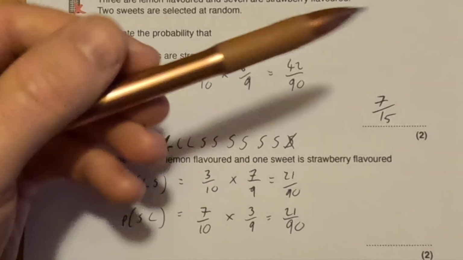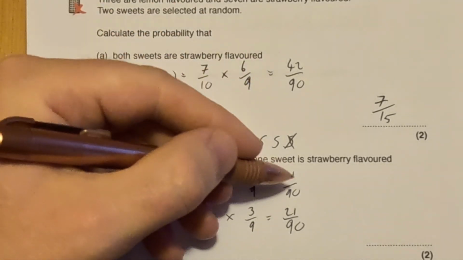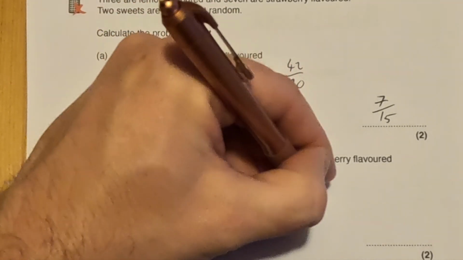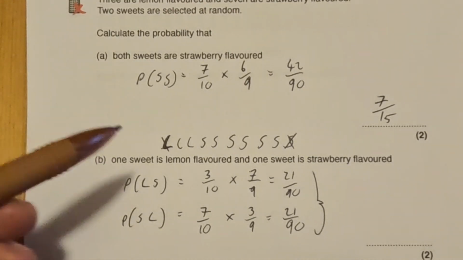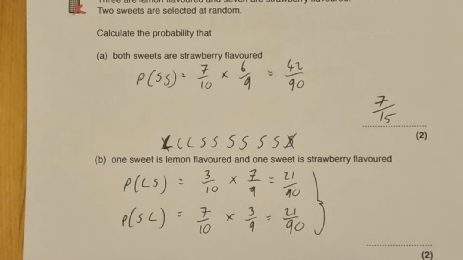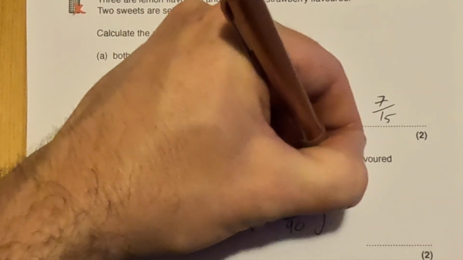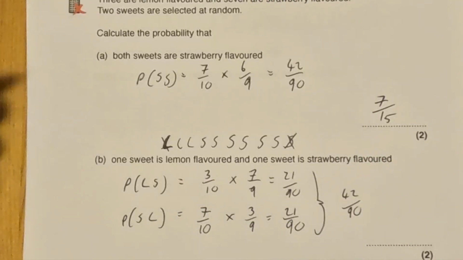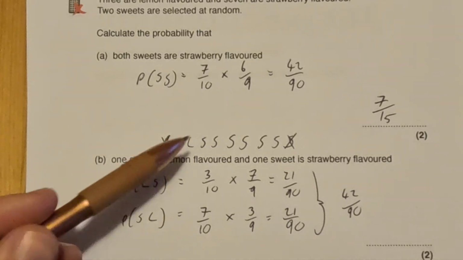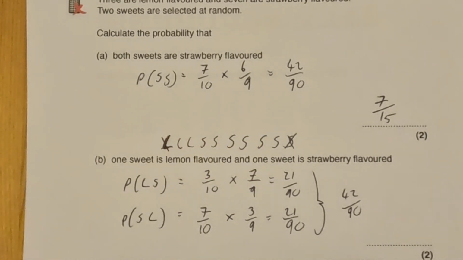So then if we add those two probabilities together, because it's either that option or that option, if we add them together, that tells the probability of getting 1 lemon and 1 strawberry sweet in either order. So 21/90 plus 21/90 would be 42/90. So the probability of getting 1 lemon sweet and 1 strawberry sweet would be 42/90.